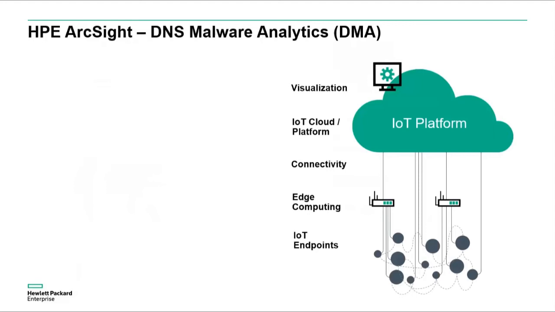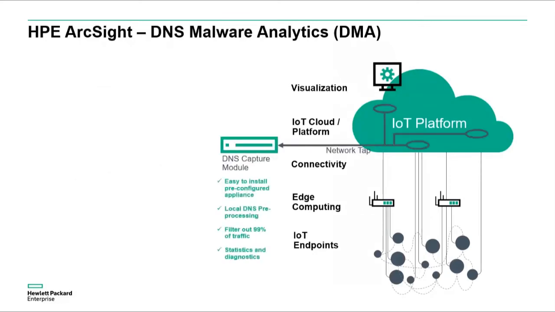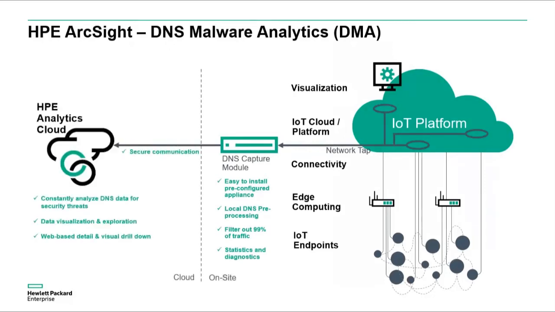The DMA solution consists of 2 core components. The first one is the DNS capture module, which is a pre-configured and hardened HPE appliance that is installed on the local network. For example, in the IoT Cloud Platform data center. It will then get all DNS traffic mirrored via one or more network taps. The DNS traffic is pre-analyzed locally on the capture module, and only a digest of the suspicious traffic is sent securely to the second DMA component, which is the multi-tenant HPE Analytics Cloud.